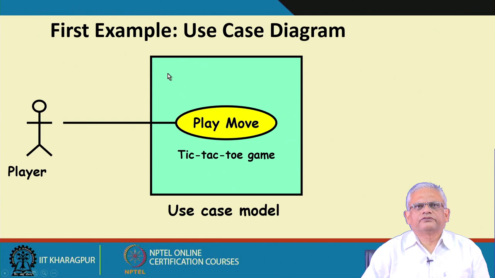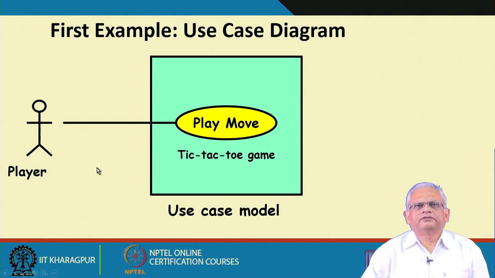We draw the boundary of the software to indicate what are the functionalities or use cases supported by the software. And each use case we draw here as an ellipse and write the name of the use case. This software, tic-tac-toe game, is extremely simple software, has only one functionality, that is play move. And that is the use case, play move use case. And the user we represent in the use case diagram by a stick icon symbol. And we write the class of the user, that is a player. The type of the user is player.